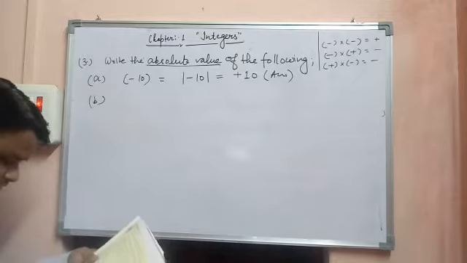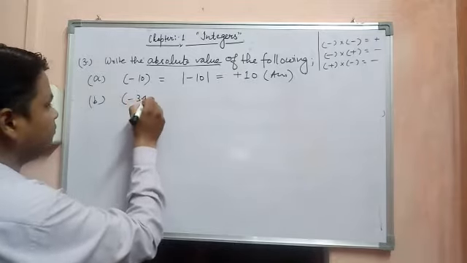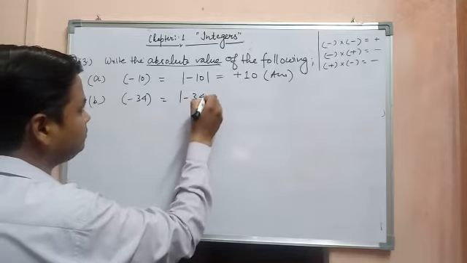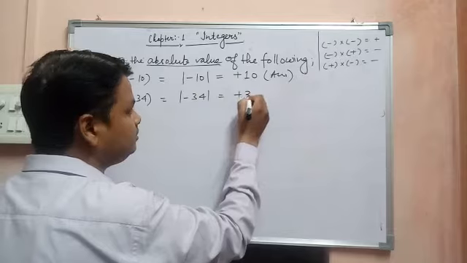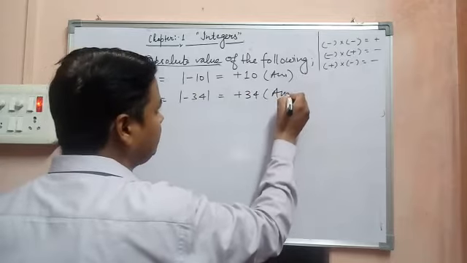Same as the question, (b) is -34. Then you have to write this number in this way, and you will get the answer 34.